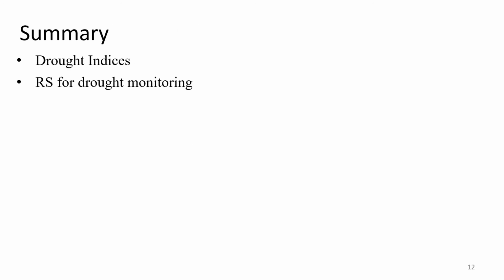So as a summary, in this lecture we have seen a basic intro to drought indices. We have seen what a drought indicator is, what a drought index is, and how to use a drought index typically for drought monitoring. We have seen a little bit about SPI, and finally we have got an intro to remote sensing for drought monitoring. With this we end this lecture.